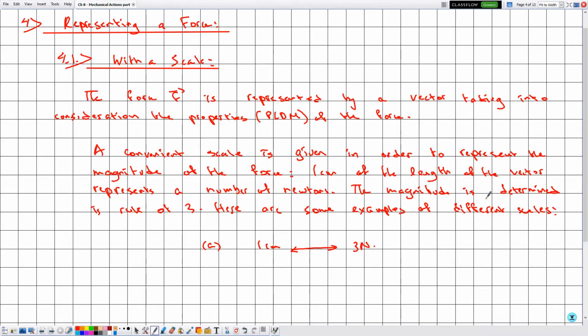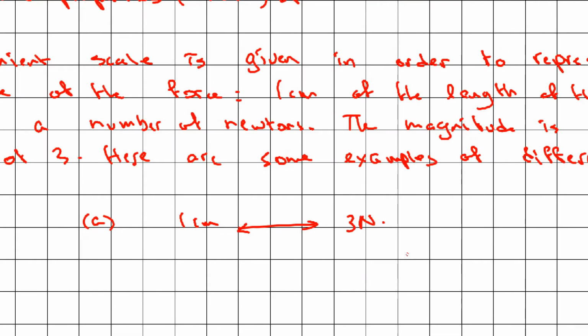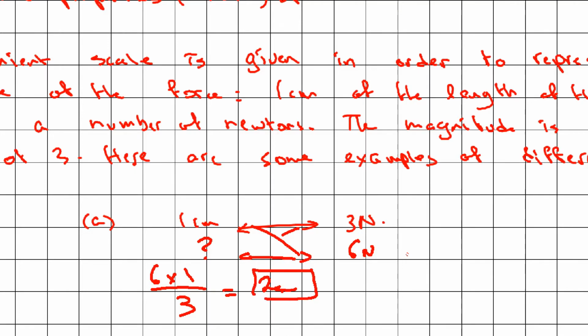Now, I repeat, 1 centimeter of the length of the vector represents a number of newtons. So this will allow us to calculate the length of the vector. Now, given 3 newtons corresponding to 1 centimeter, what about 6 newtons corresponds to how much? So the rule of 3 here that I have stated before is that we multiply 6 by 1 and divide it by 3. So 6 multiplied by 1 divided by 3, which is equal to 2 centimeters. This represents the length of the vector, worth 6 newtons, using this scale.